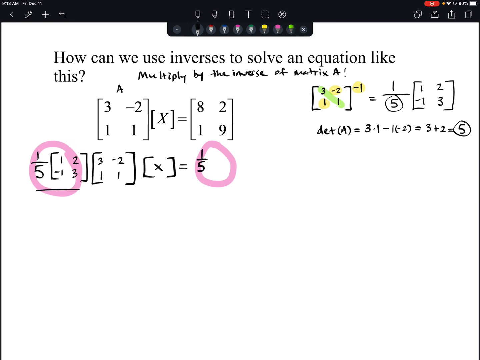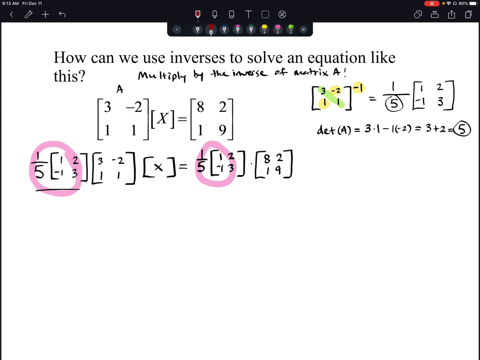So we're going to do 1/5, and then we've got our 2 by 2 matrix, that's 1, 2, negative 1, and 3. Then we're going to multiply that by the 2 by 2 matrix that's already over there, the 8, 2, 1, and 9. So what does this all do right here?